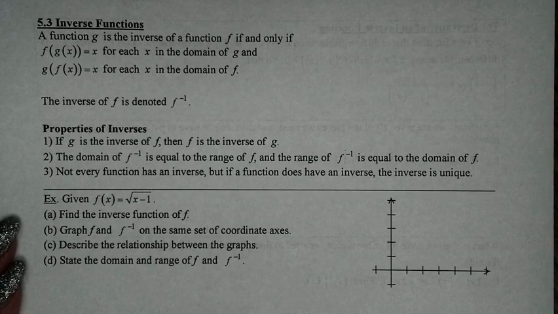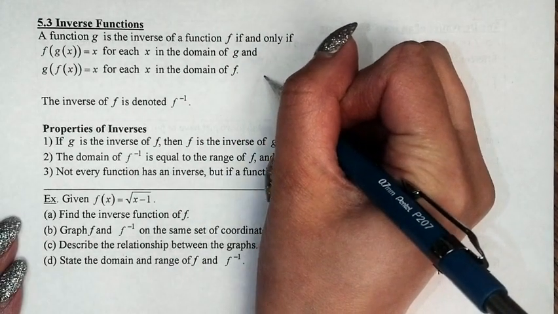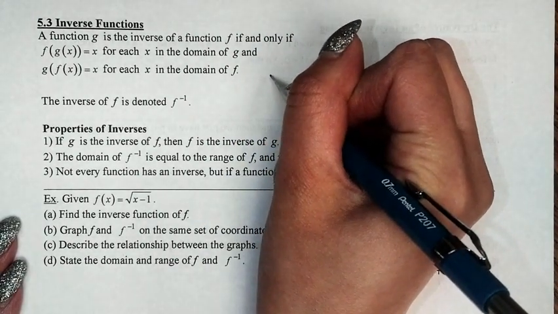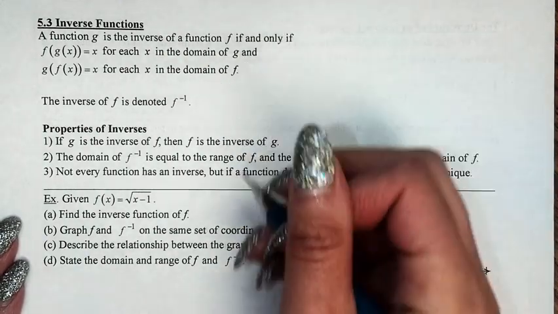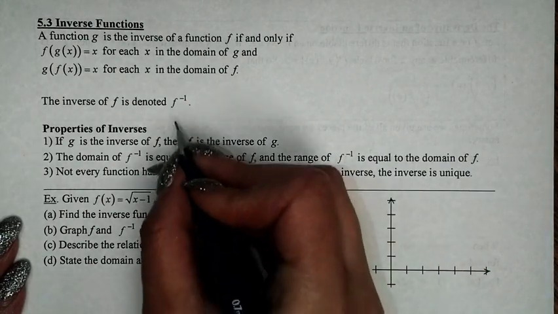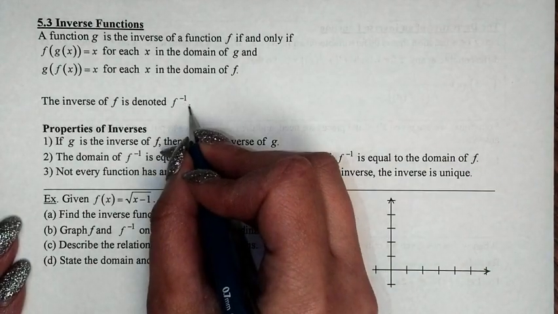A function g is the inverse of a function f if and only if f of g of x is equal to x for each x in the domain of g, and g of f of x is equal to x for each x in the domain of f. The inverse of f is denoted f with this -1 at the top.